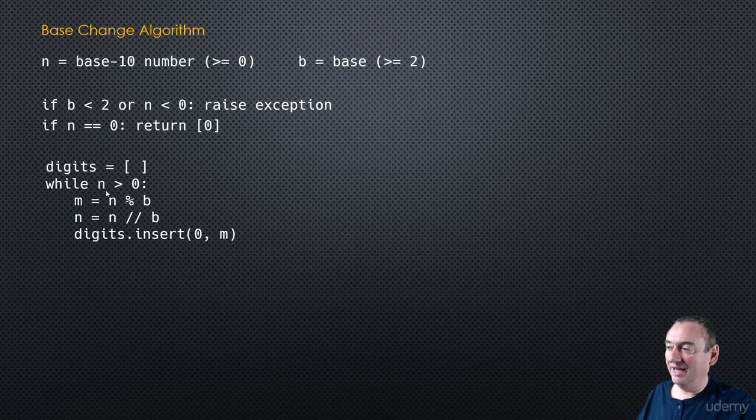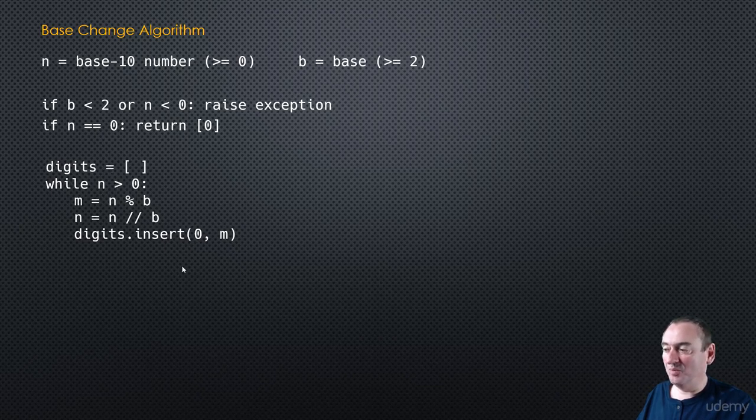And as long as n, which is our number, is greater than 0, we do the following calculations. We calculate the mod, which is n mod b, and then we calculate the div and store it back in n. So it's n div b, right? And then we're going to put m at the beginning of the list. Remember, we're building our list from right to left, as in the previous example. So we need to put m always in the first position of that list. So we're going to insert m at the first position of the list digits.